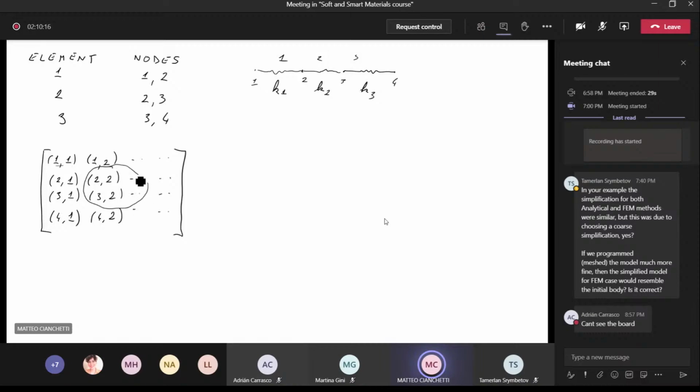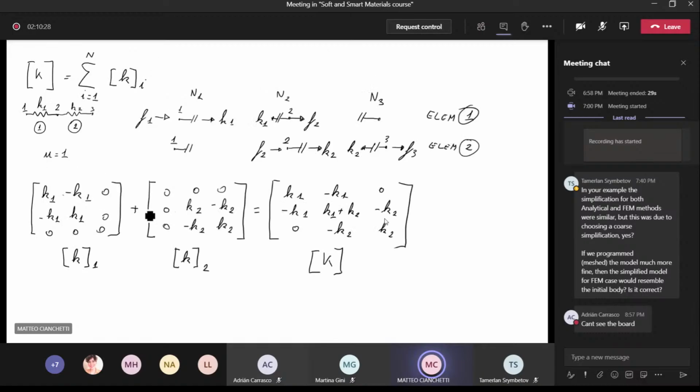Now, of course, I didn't write it, but here there is 3, 2, 2, 3, and 3, 3. In these 4 elements, you should have K3. In fact, looking back at the previous case, K1 is appearing here, here, here, here, because the element that is defining K1 has nodes 1 and 2.